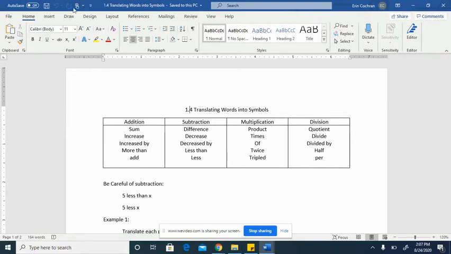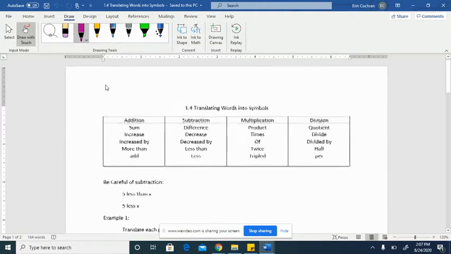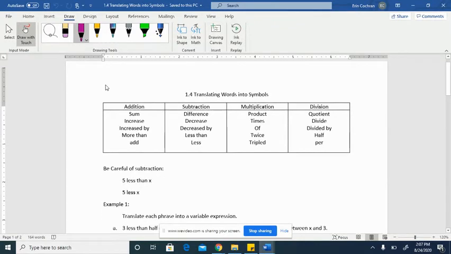All right, now we're going to go over 1.4, translating words into symbols. So we're going to have a written out problem, and we're going to have to write it into an algebraic expression. Okay, so I went ahead and already wrote some words here that represent each one of these symbols. So if I look at addition, some words that we could have would be sum. And remember, sum is the answer to the addition problem.